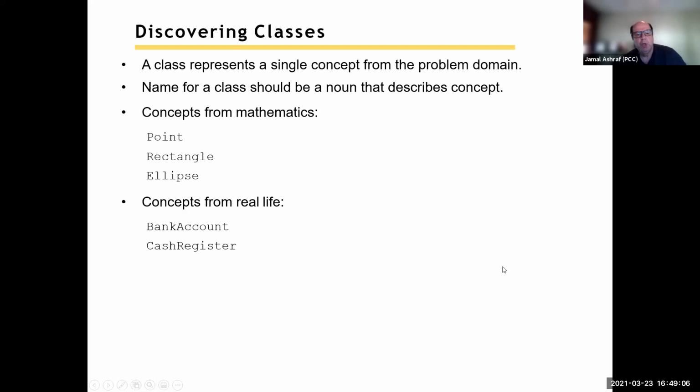All right, so let's start with classes. When we talk about a class, we are talking about a single concept. So for one single concept, we're going to be thinking about a class. That can be a mathematical concept, like a point, a rectangle, an ellipse, or a real-life concept like a bank account, cash register, things of that matter.